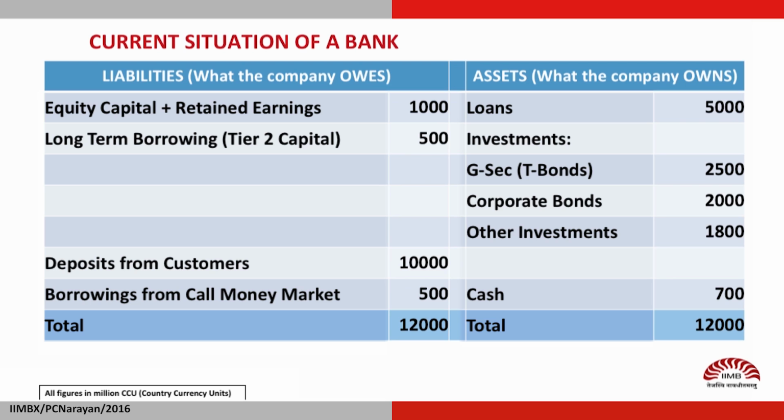How has this bank deployed the 12,000 currency units on the asset side of its balance sheet? It has given loans of 5,000. It has invested in government securities or treasury bonds, as it is known in some countries, 2,500, corporate bonds 2,000, other investments 1,800. It has cash, and the total adds up to 12,000.